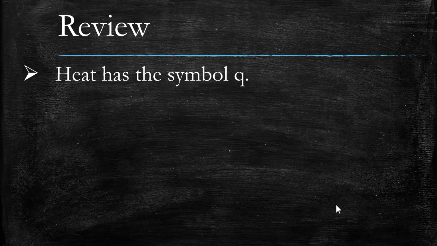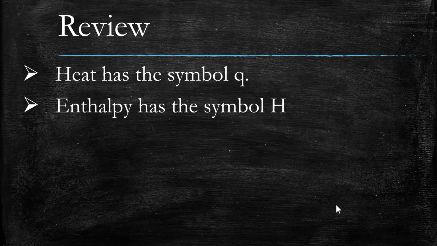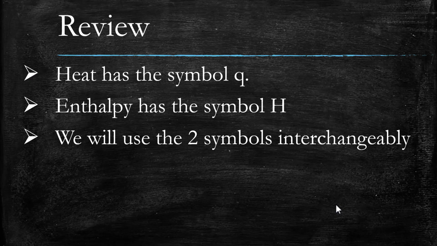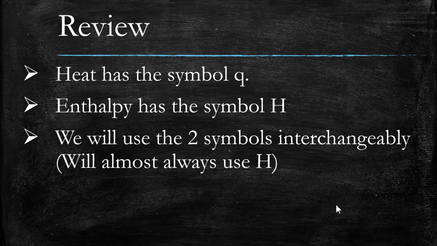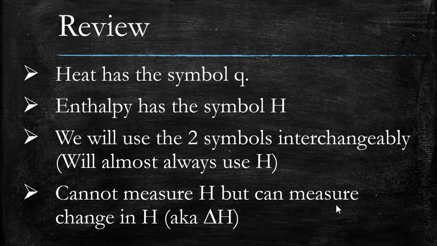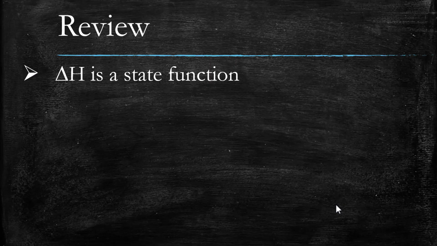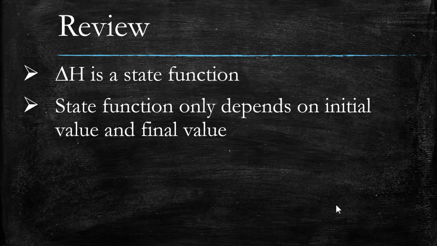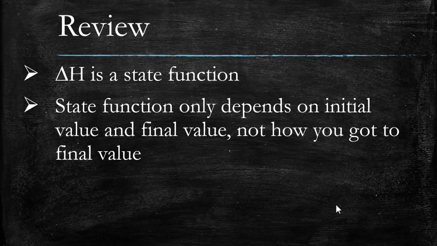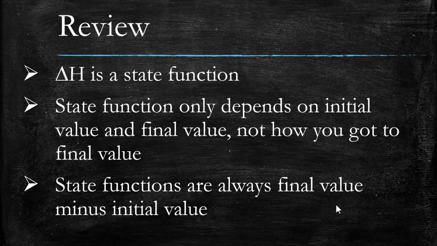Heat has the symbol Q, enthalpy has the symbol H. We will tend to use the two symbols interchangeably, and we will almost always use the H. Can't measure H, but we can measure the delta H. Delta H is a state function. State functions are only dependent upon initial values and final values. It's not how you get to the final value. It's always final minus initial.